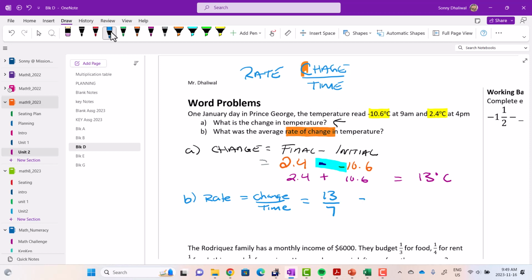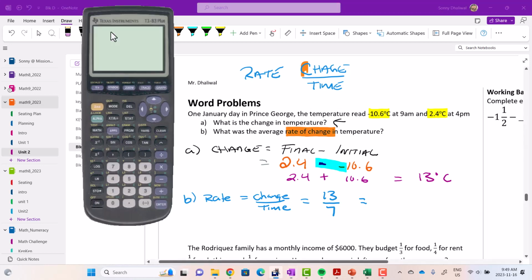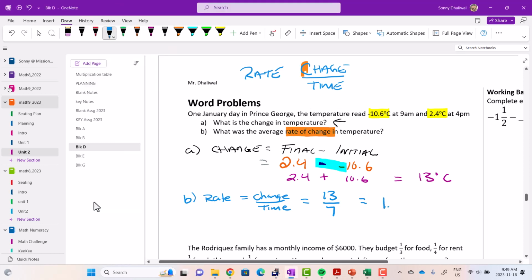Okay, so then you grab our calculator. With rate of change, we don't leave our answers as fractions. It's always a decimal calculation. So we go 13 divided by 7. 13 divided by 7, we get 1.85. So let's just write down 1.86.